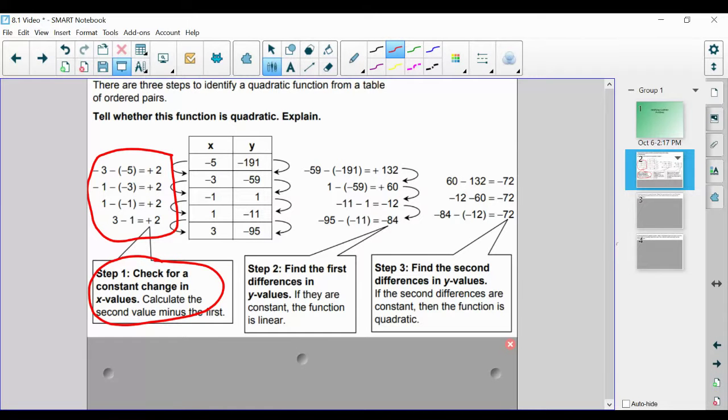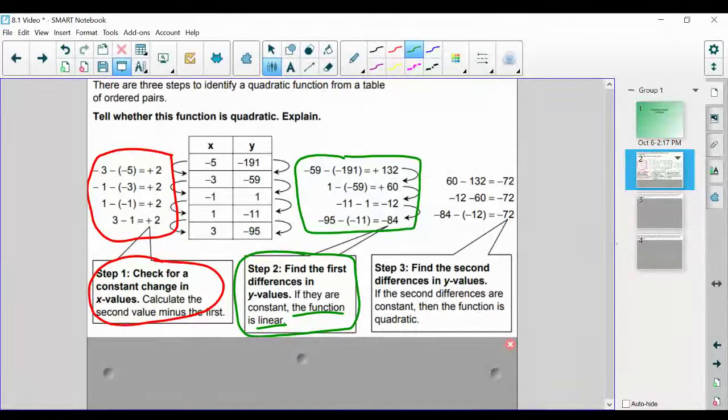Step 2, I'll circle that in green for you. We want to find the first differences in the y values. So you're going to notice over here in green, we found the first differences. We take the differences between the two and we keep on going down. And you're going to see that there is not really a pattern here. There isn't a constant change, and that's good. We don't want a constant change. If they're constant, the function is linear. Thinking back to slope, it is a constant change in our y divided by a constant change in our x. Well, we don't want a straight line. We are talking about curvatures now. So we don't want to have a constant change.